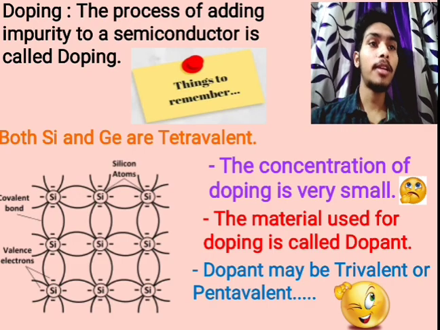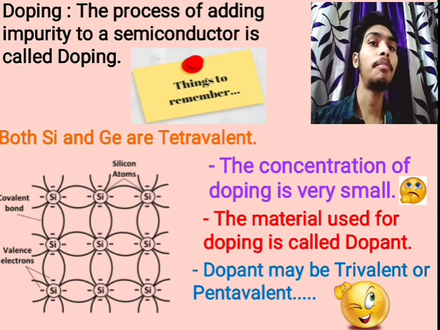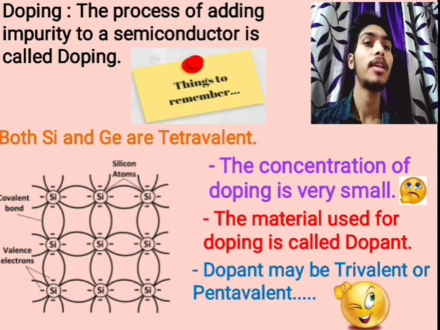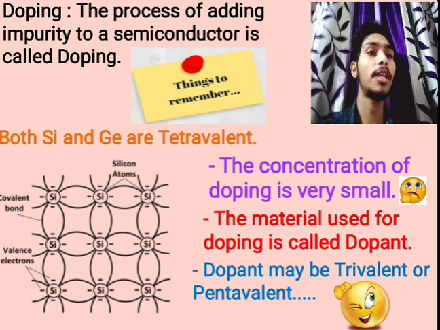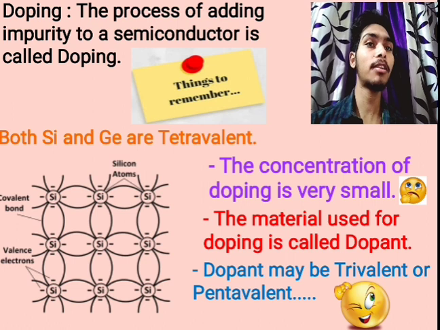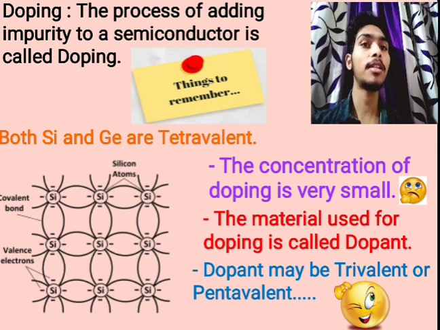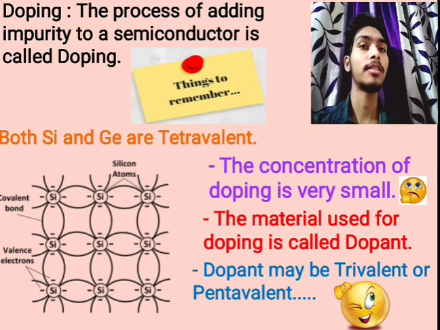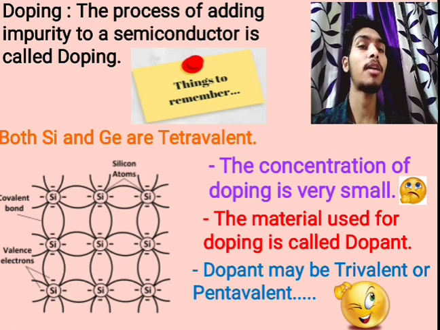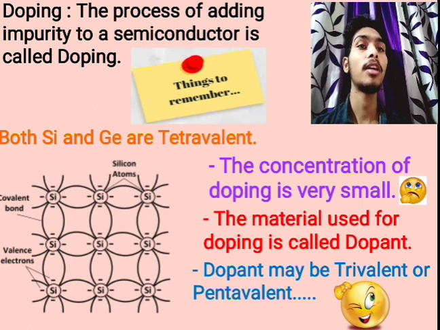This definition I have already given in the last video. What is doping? Doping is the process of adding impurity to a semiconductor. A pure semiconductor, say silicon or germanium, if we add impurity to it, that is called doping.